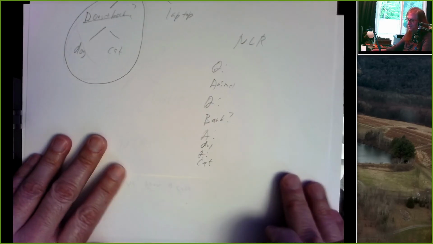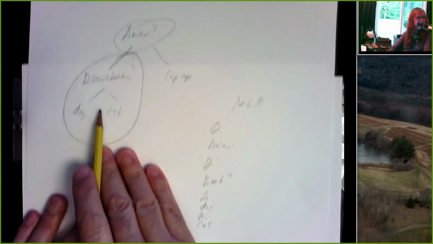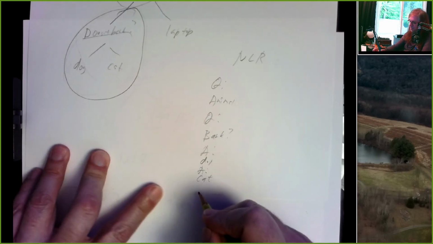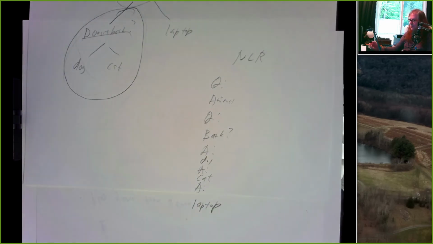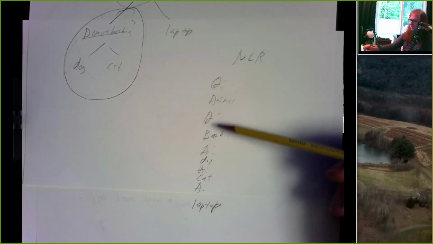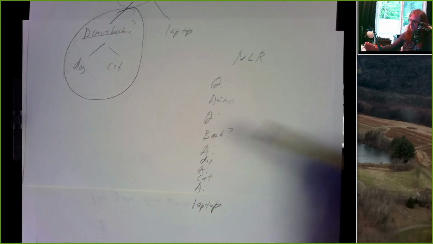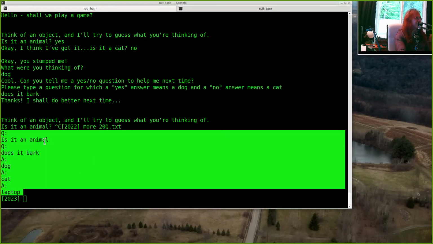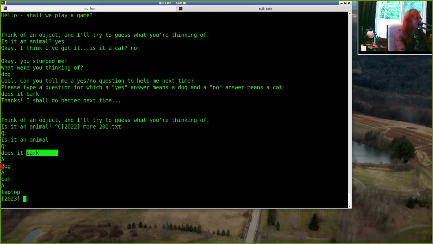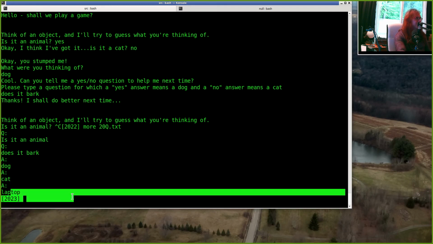And that finishes the traversal of the left subtree, and then we traverse the right subtree, which is another answer node, which is a laptop. So we got question animal, question bark, answer dog, answer cat, answer laptop. And that's what our file is.